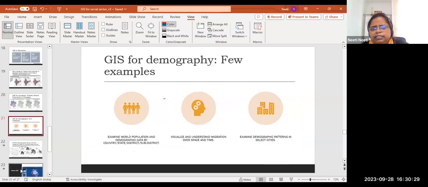Now the last part is I will talk about how GIS can be used in demography. So we have census data which has got tons of information.